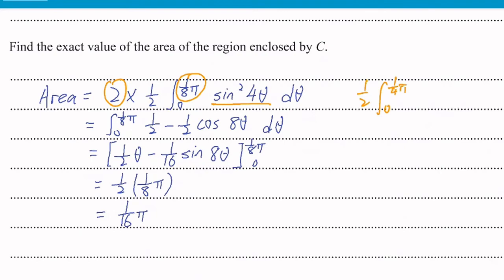Okay, so sine square 4 theta, we need to change that to the double angle. Once we have it in a double angle already, it should be very straightforward for us to integrate. After we integrate and plug in everything, we will just have some very nice value here. The area that we have here is 1 over 16 pi.